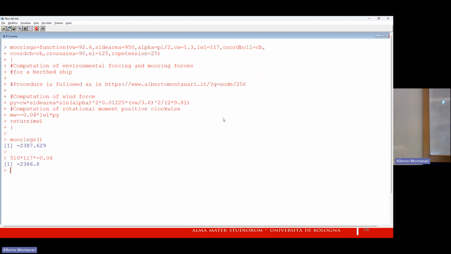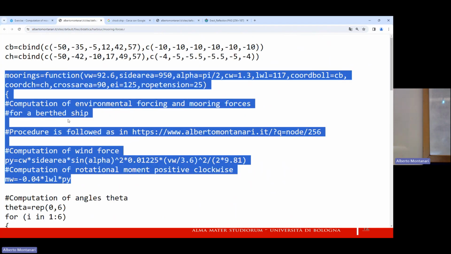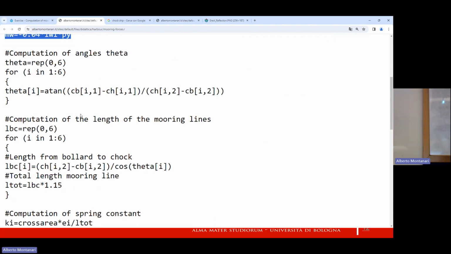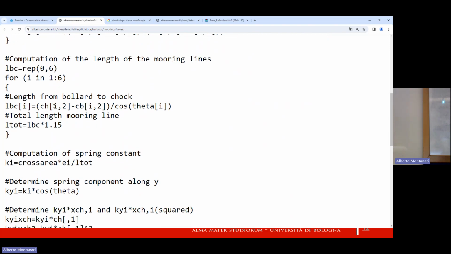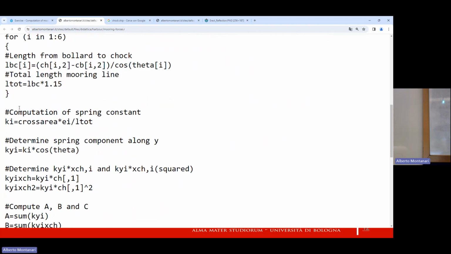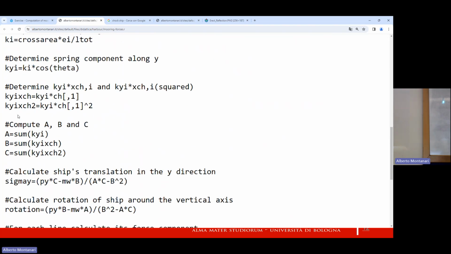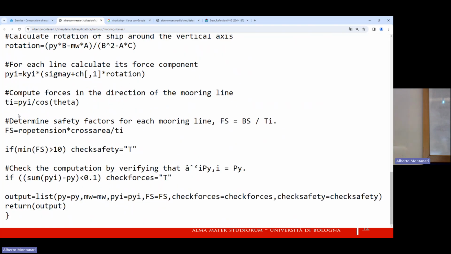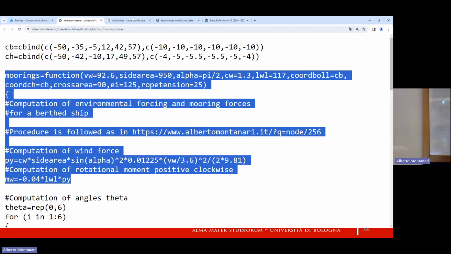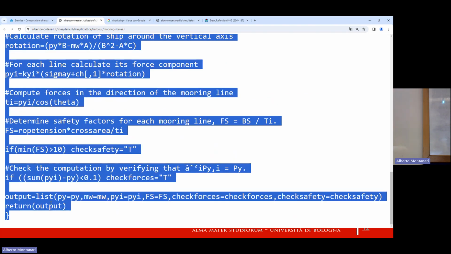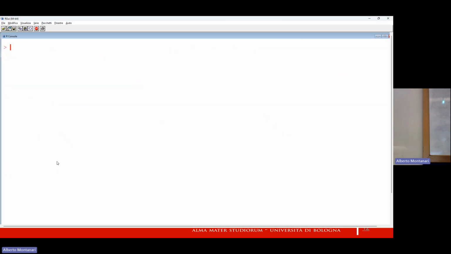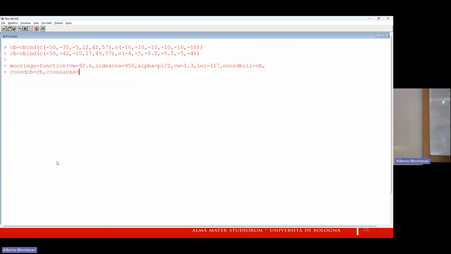Now, let me just get the whole, everything is done here. Computation of the length of the mooring lines, length from bollard to chock, computation of spring constant, etc. And then there is the output from this function. Now, let's copy the whole code into R. Copy. I paste here.